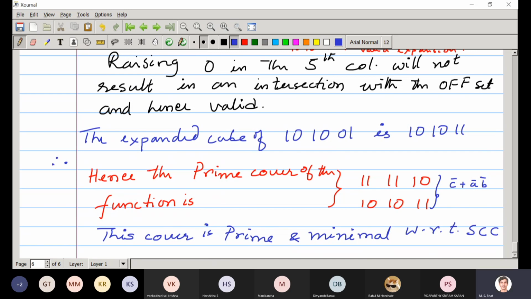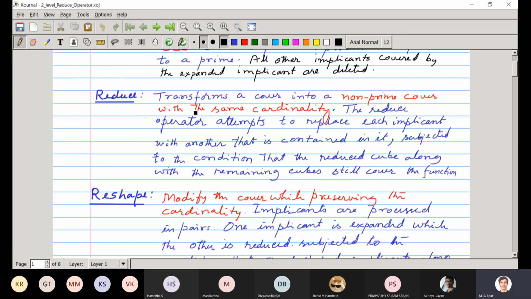Is this clear? Yeah, the reduce operation transforms a cover into a non-prime cover with the same cardinality. Okay, so prime into non-prime. It is just the opposite of the expand operation. The reduce operator attempts to replace each implicant with another that is contained in it, subject to the condition that the reduced cube along with the remaining cubes still cover the function. Okay, so we will see.